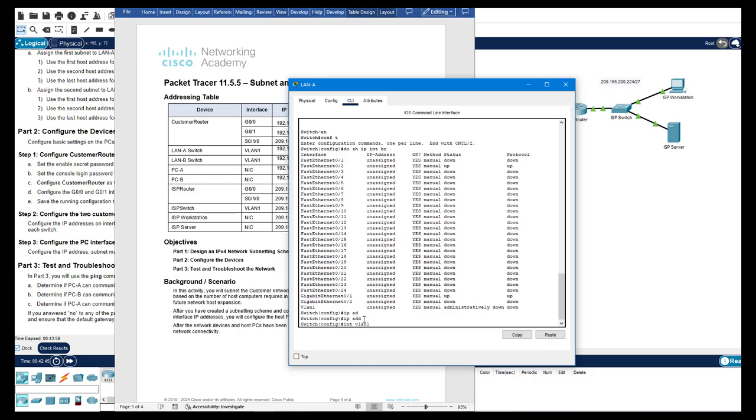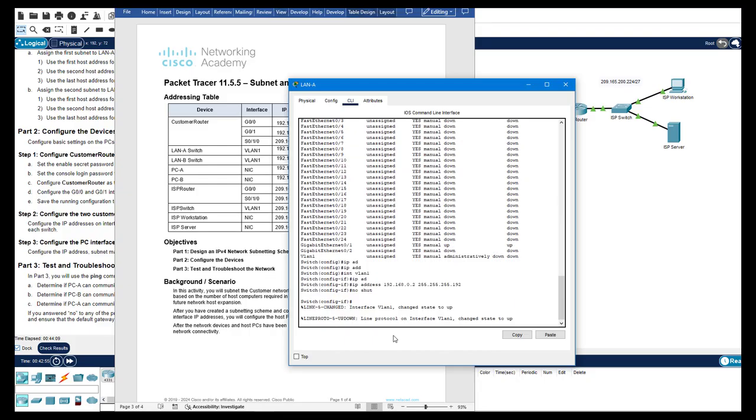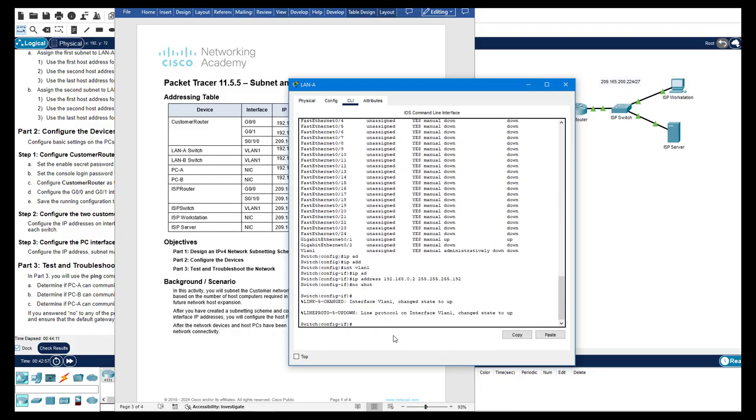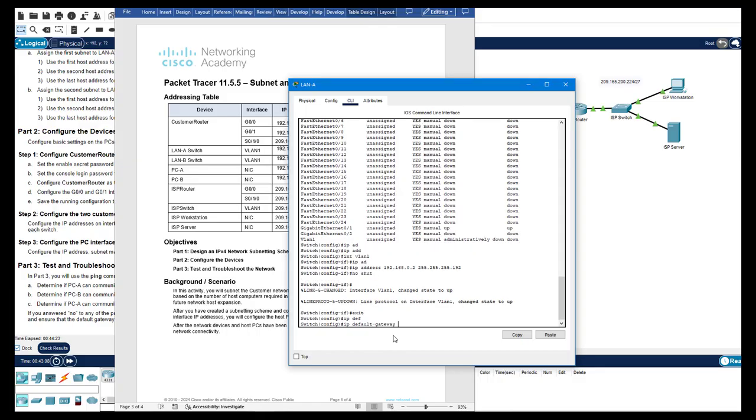Select an interface, VLAN 1. IP address is, just paste that in, and my mask, and remember to do the no shut. We also have to tell this switch who is its default gateway so that it can communicate or be communicated with other networks, and that is going to be IP default gateway, and that will be the .1 interface on the router there.